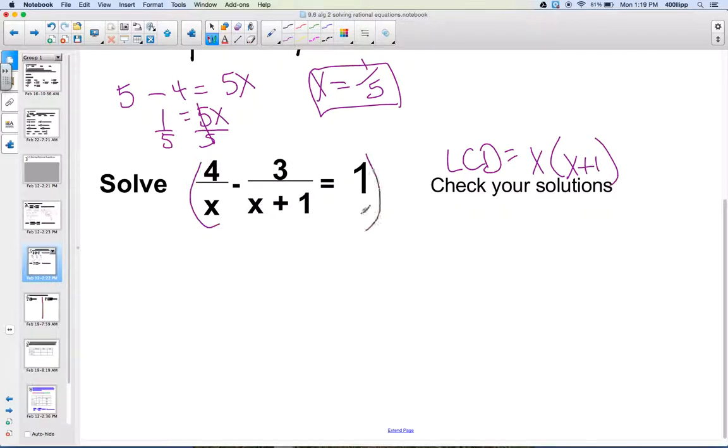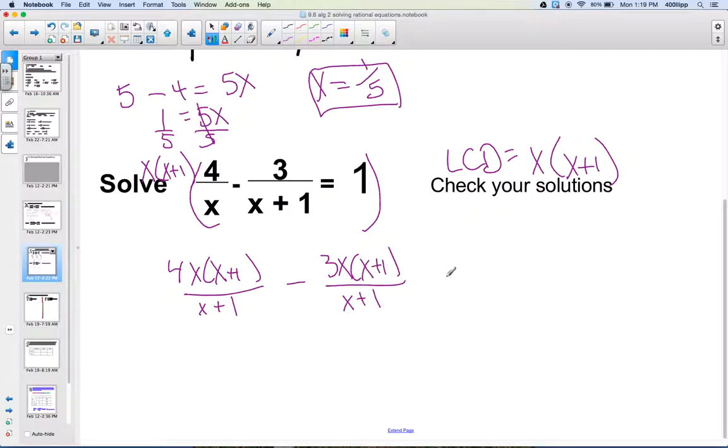So I'm going to take this and multiply everything here by x times x plus 1. And remember, I'm not going to multiply this out yet because things are going to cancel out. So I have a 4x times x plus 1 over x plus 1 minus 3x times x plus 1 over x plus 1 is equal to x times x plus 1. Okay, now we can cancel out what we can.